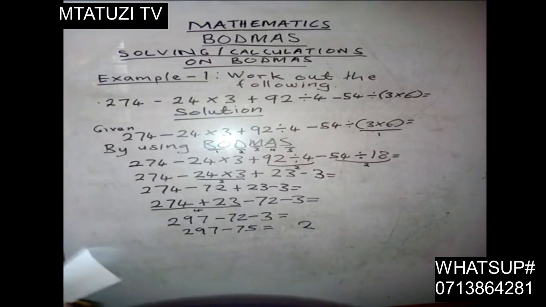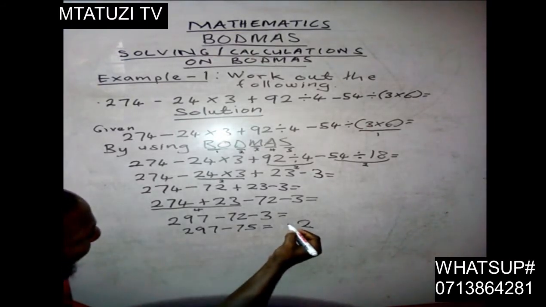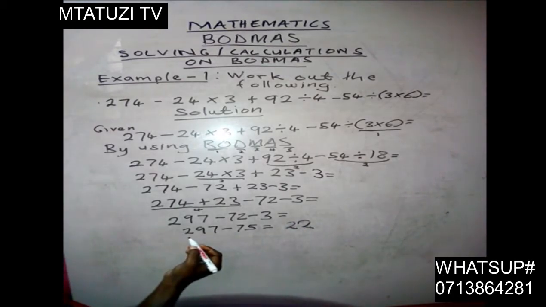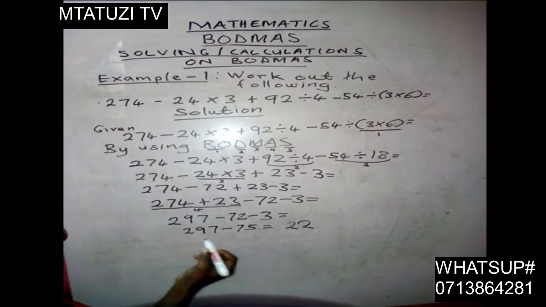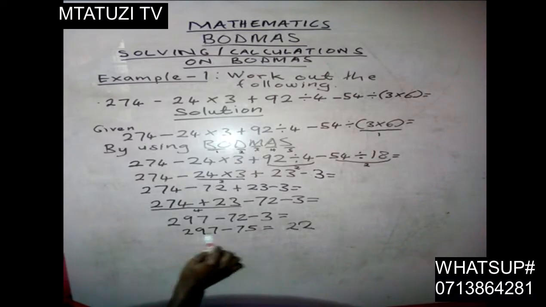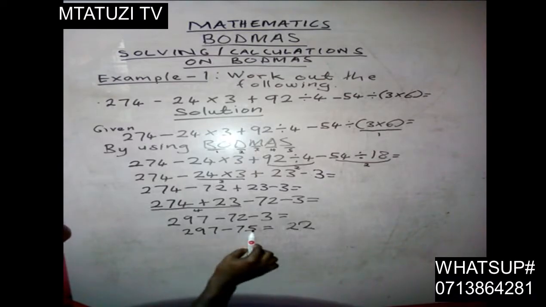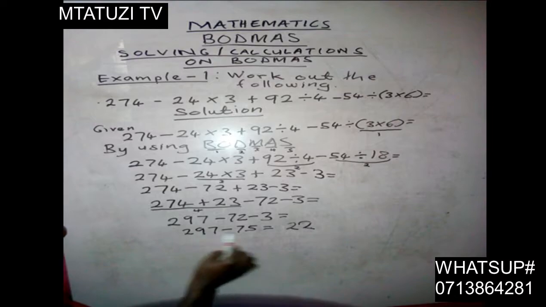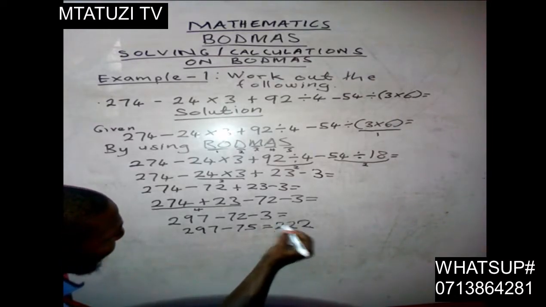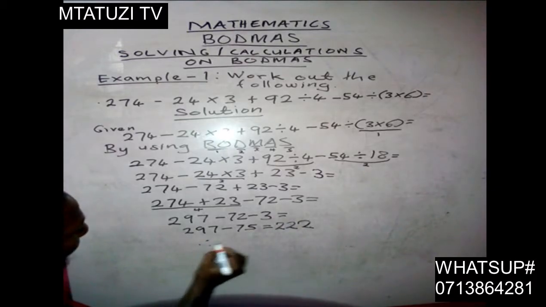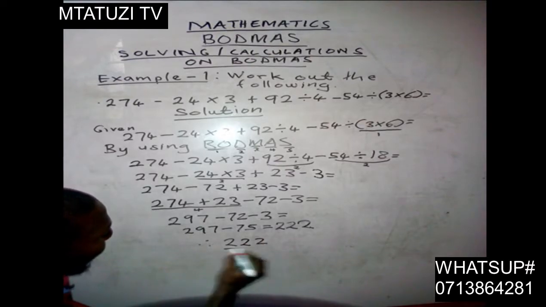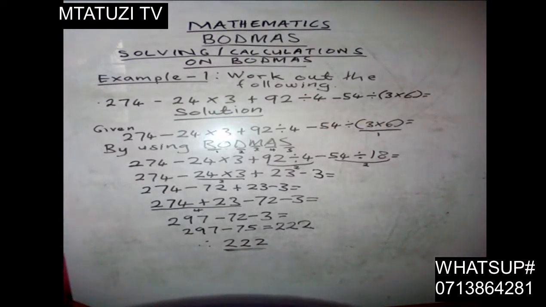Okay, now 9 minus 7, you get how much? 9 minus 7, you get 2. And here remains this one minus this one, you get 2. Therefore, your answer here will be 222. This is your answer for the first example.